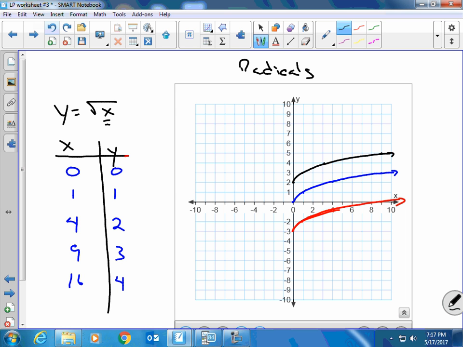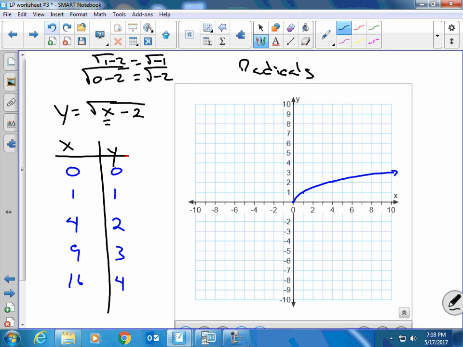Okay. What about if I extend this and put a minus 2 inside? Go back to our parent function. Let's compare these now. So what happens if I put in a 0? If I put in a 0 for x, I get the square root of a negative 2. Well, we said you can't square root a negative, so that doesn't work. What about a 1? If I put in a 1, I get the square root of 1 minus 2, which is the square root of a negative 1. That doesn't work either.